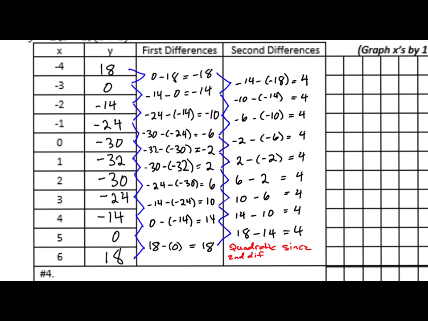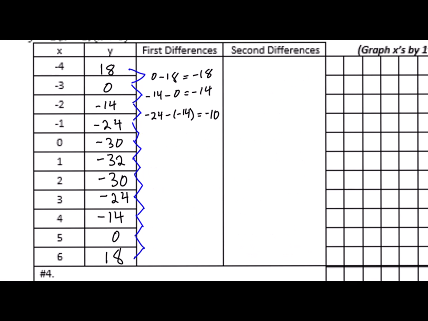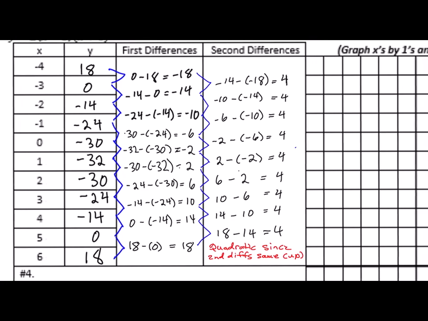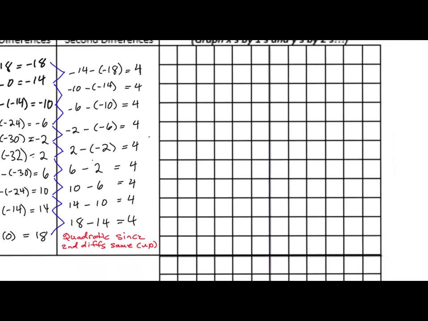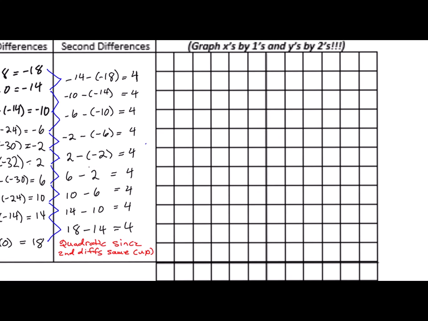Remember, anytime you're doing differences, you always subtract the bottom number from the top number. And because this is positive, we assume that our graph is actually opening up. You can actually tell from that. Now that we've done that, we're going to take a moment to set up the graph that we're going to use.